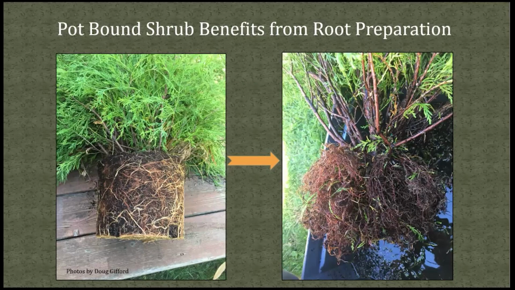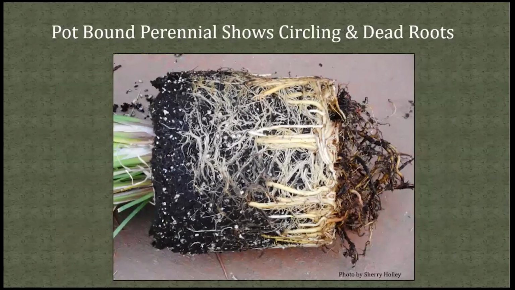Here's an example showing a pot-bound shrub with the roots circling on the bottom. And so we tease apart the roots, remove the medium, and free all the roots so they're prepared and ready for going into the ground.